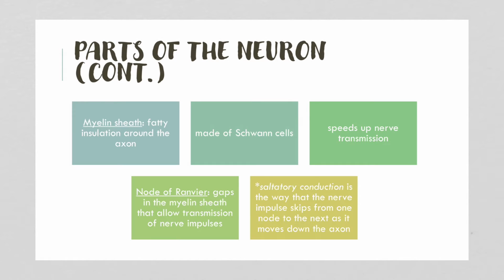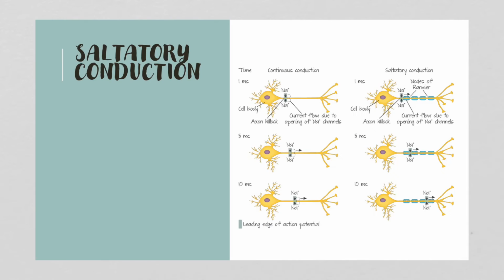The myelin sheath is that fatty insulation made of Schwann cells, which speeds up nerve transmission. The nodes of Ranvier are the gaps in the myelin sheath that allow the transmission through saltatory conduction. So that's the way that the nerve impulse skips from one node to the next as it moves down the axon. So this diagram from Cognity compares continuous conduction versus saltatory conduction. And you can see that over time, with continuous transmission, you've only moved this far, whereas it's almost at the end of the neuron in saltatory conduction.